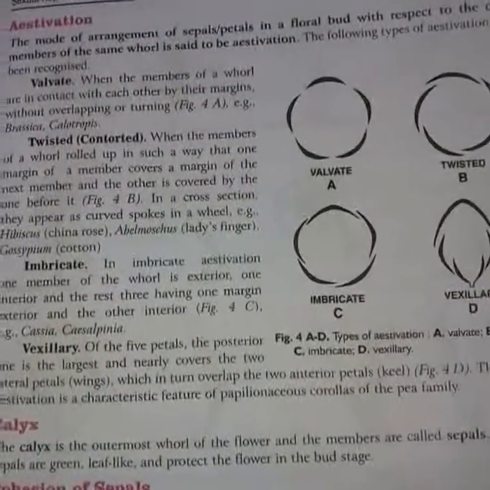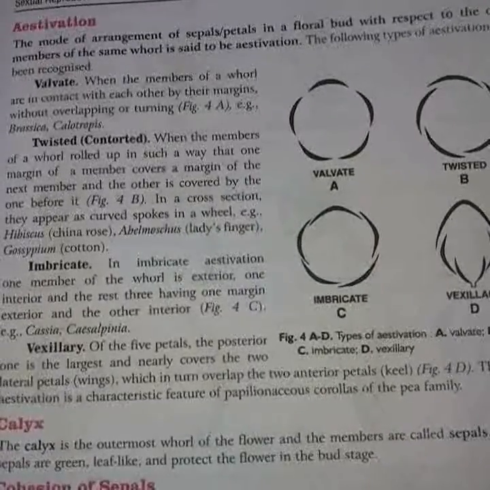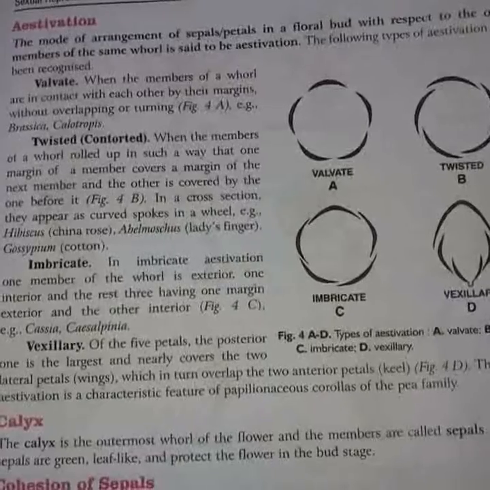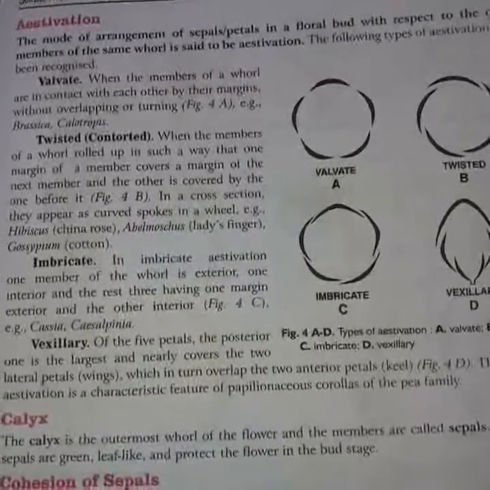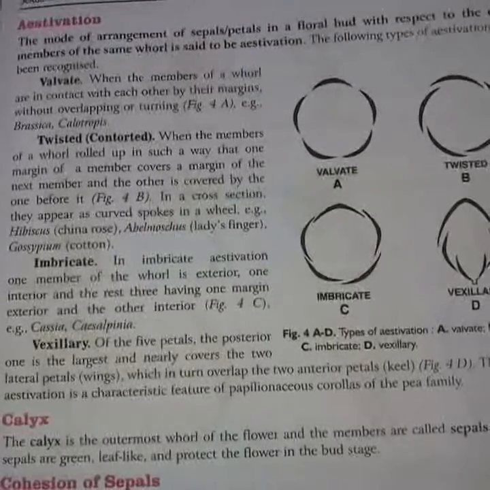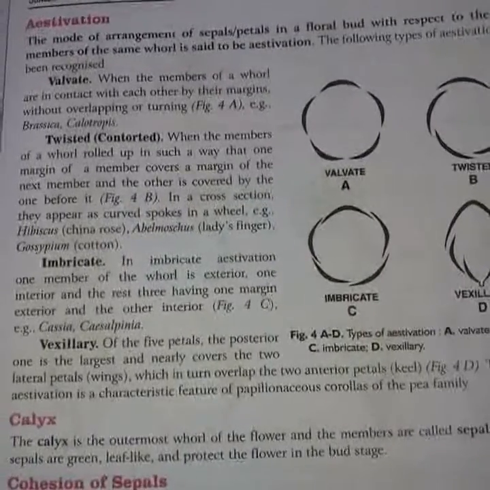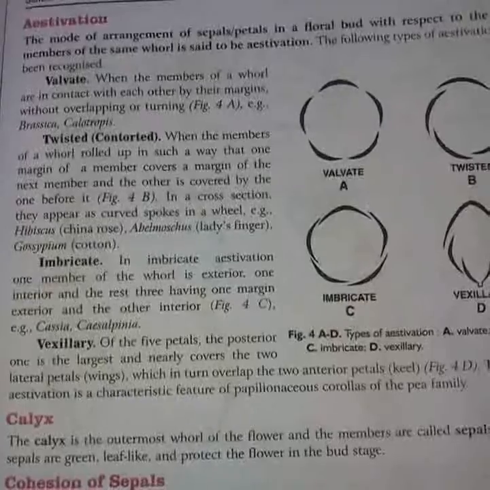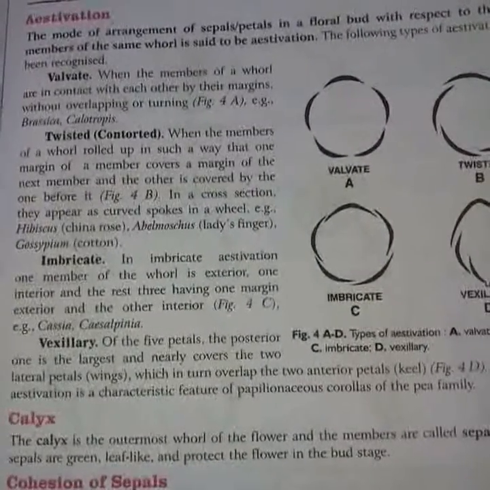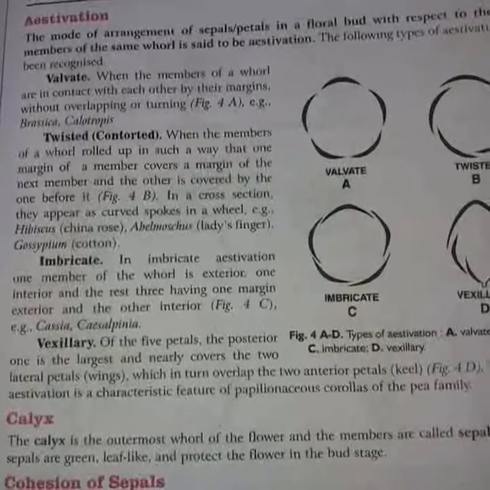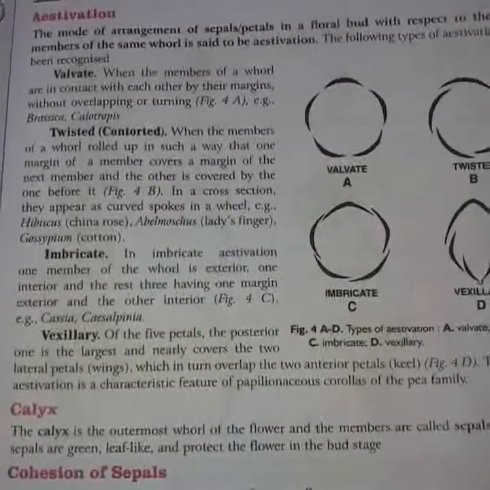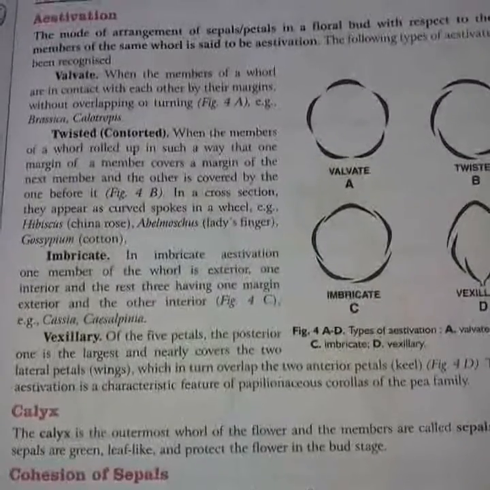Next is vexillary estivation. Vexillary estivation has 5 petals. The posterior one is largest and nearly covers the two lateral petals, which in turn overlap the two interior petals. This type of estivation is called vexillary estivation.